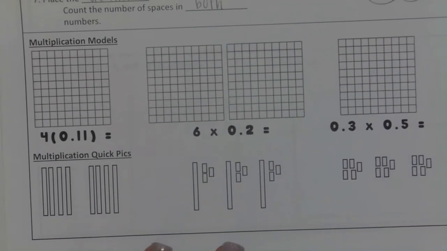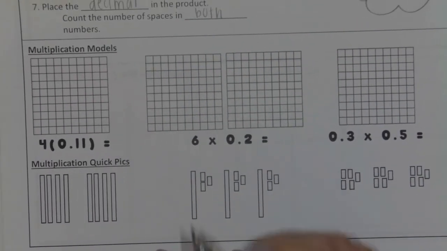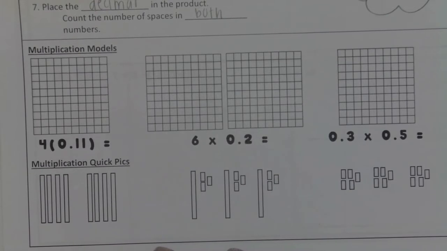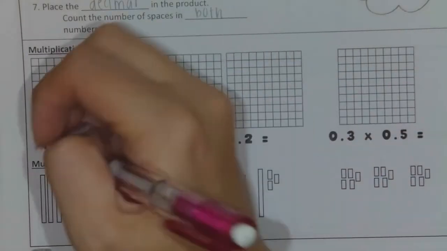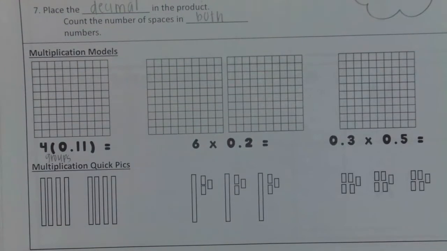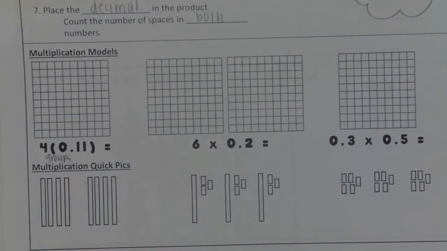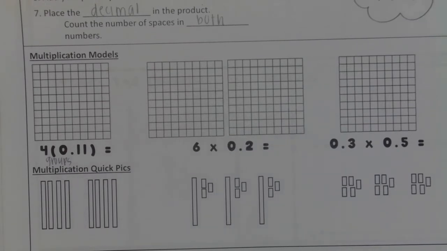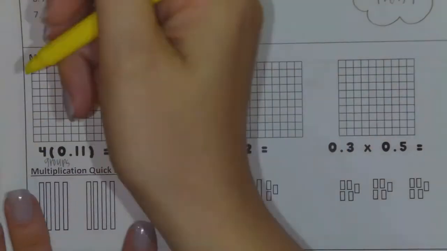Okay, so when I look at my multiplication models, there are 2 different types of models that we have. The first type of model is when I have a whole number times a decimal. The other way that I can read this is by having groups. So I could reread this as 4 groups of 11 hundredths. So what this means is I have 4 separate groups and they each contain 11 hundredths.